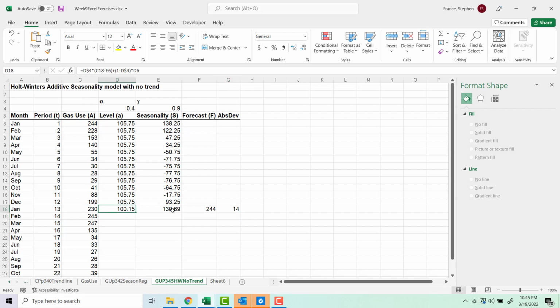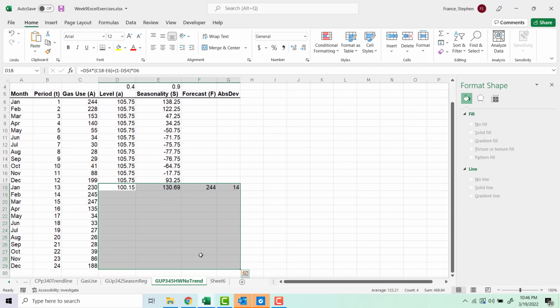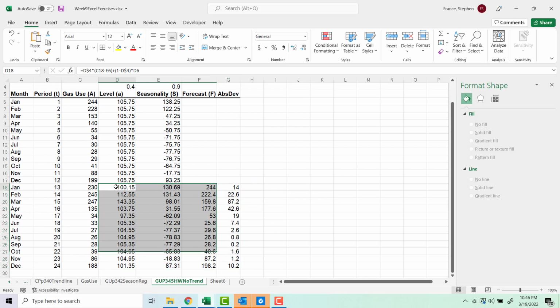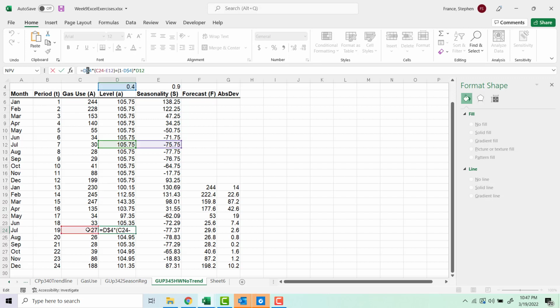And it's 14. Now we can just drop this all the way down, assuming I've put enough dollars in there. So here, let's just look for example. For this one here, we do the current value here, minus the most recent estimate of the seasonality. And this gives us the current updated level times alpha, plus 1 minus alpha and the previous level.